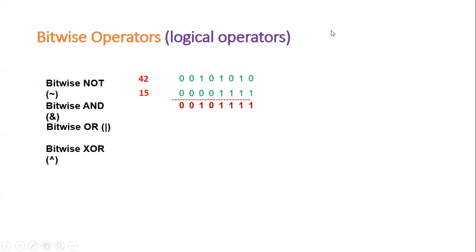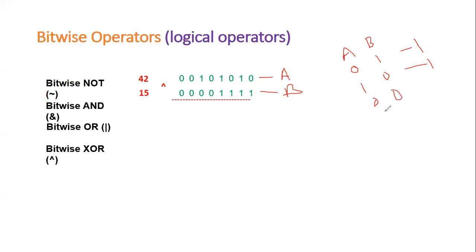Now let us do the XOR operation. What is the XOR operation? Let us consider this as A and this as B. With respect to XOR we have two inputs, A and B. When will the output be true? If A is 0 and B is 1, the output will be 1. If A is 1 and B is 0, the output will be 1. For the remaining cases, that is 0 0 and 1 1, the output will be 0. So that's what it is.